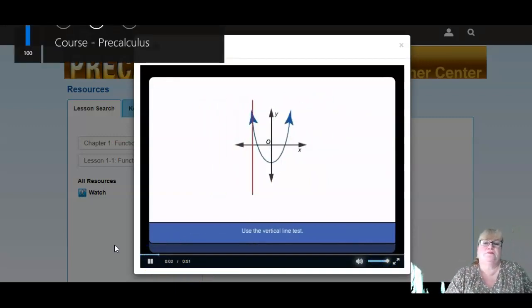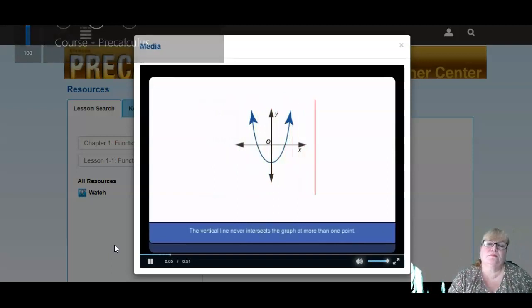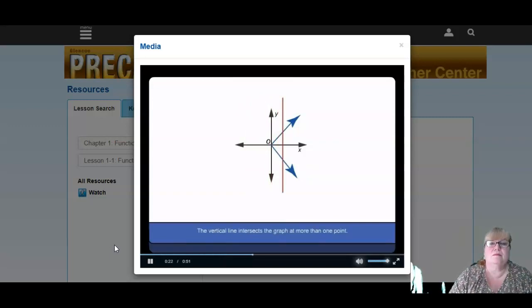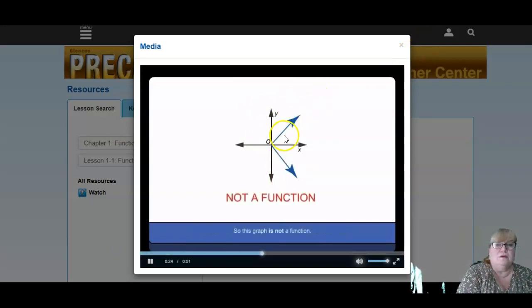Use the vertical line test. The vertical In here it was crossing twice.